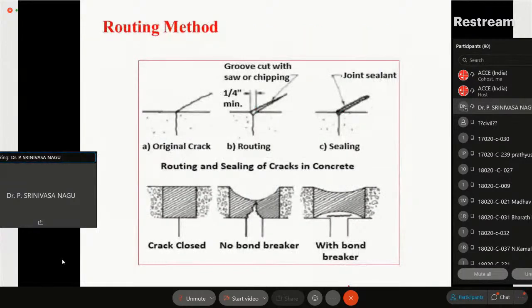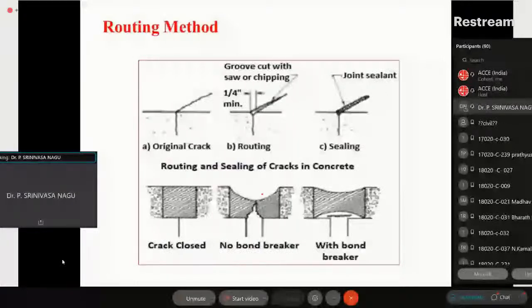And then the routing method, wherein you have to open the crack, then fill it up. Then there are ways of closing the crack. Sometimes you can see the bottom line. The original crack is here. Then you groove it, sawing or chipping. There are small grinders which will remove this. Then put a groove, then put the filler material, seal it like that.